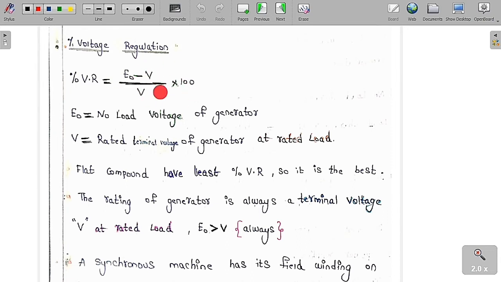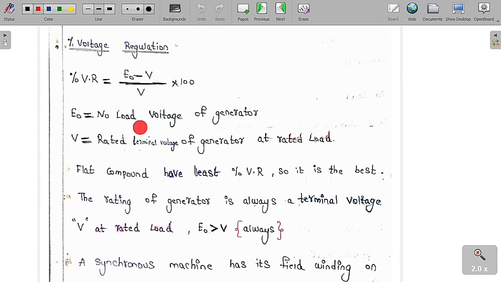So this is the formula for all rotating machines, but for a transformer it is different, which is (E2 minus V2) by E2. These things I have already told you. But for rotating machines it is opposite, (E2 minus V2) by V2. So (E0 minus V) by V into 100. Just replace E2 by V.